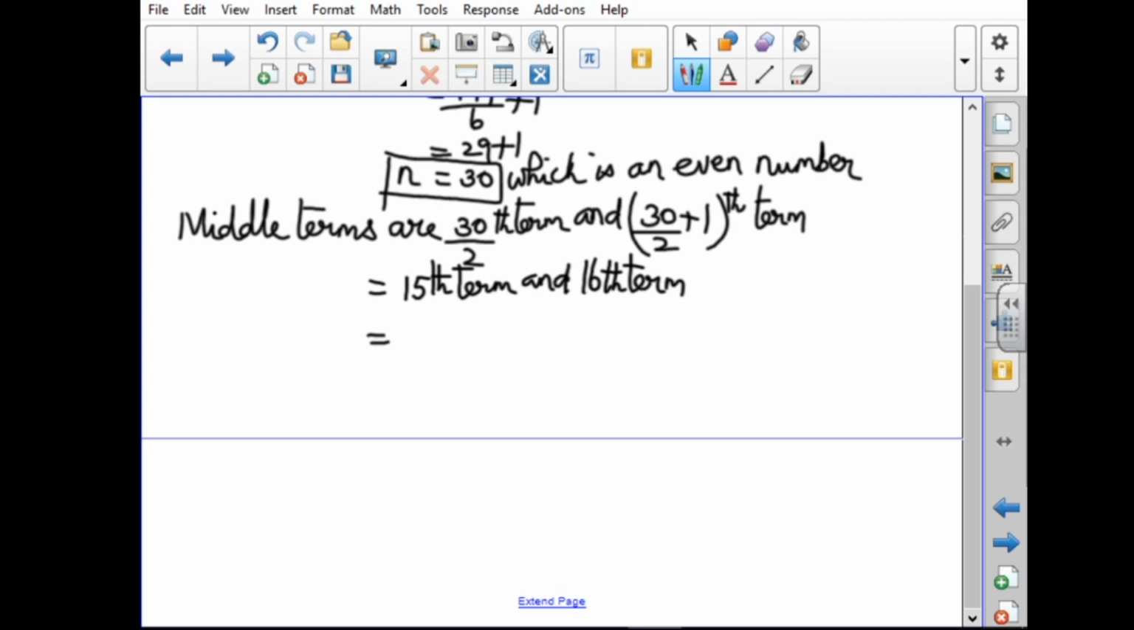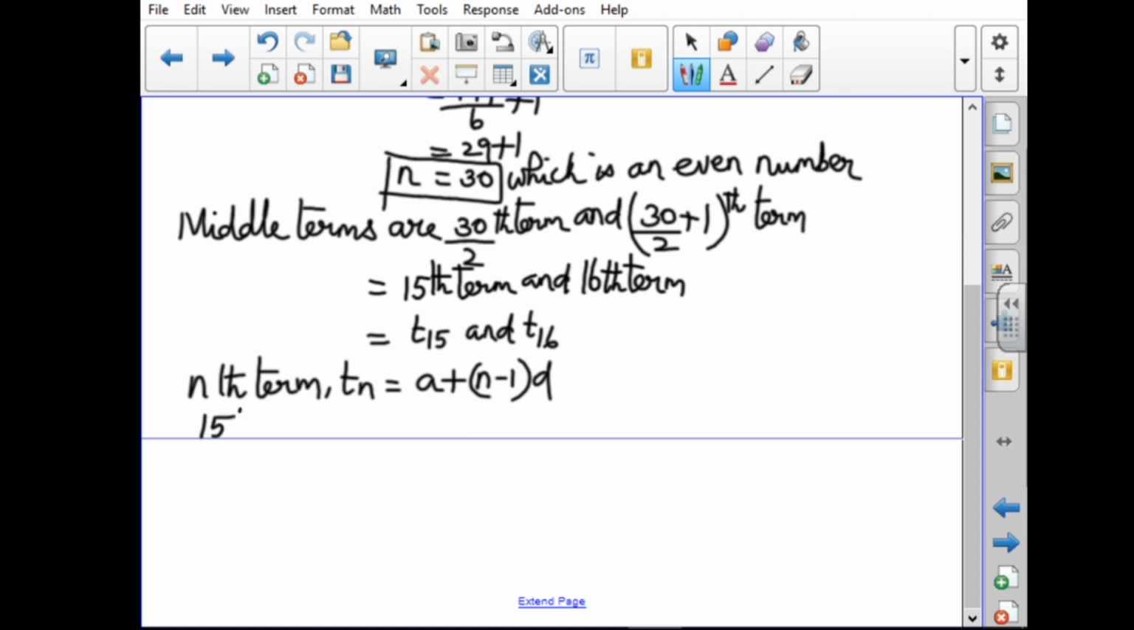The 15th term is denoted by T15 and the 16th term is denoted by T16. We have to find them. The nth term, we know the general form, Tn equal to A plus n minus 1 into D. For the 15th term, T15 equal to A plus 15 minus 1 into D, that is A plus 14D.